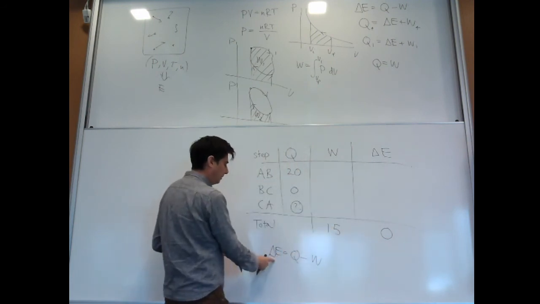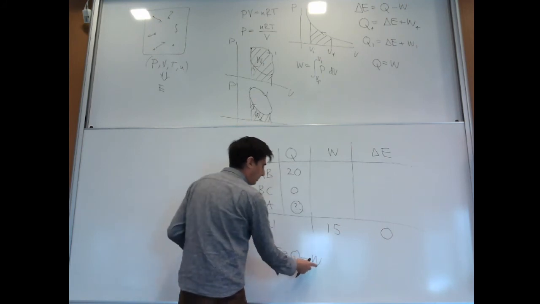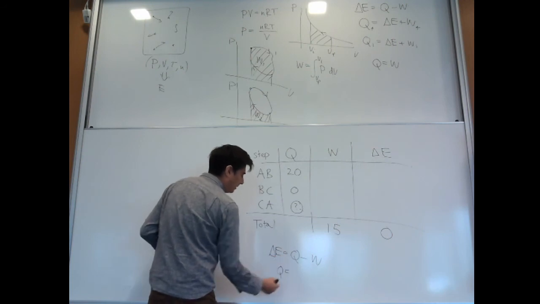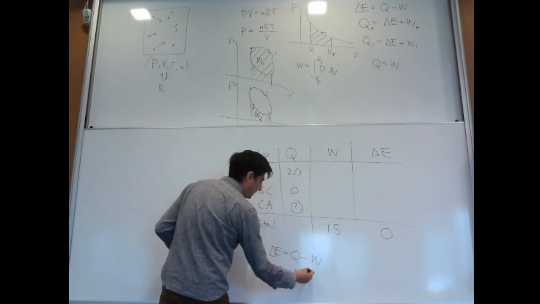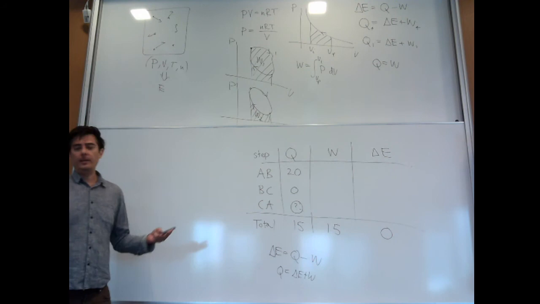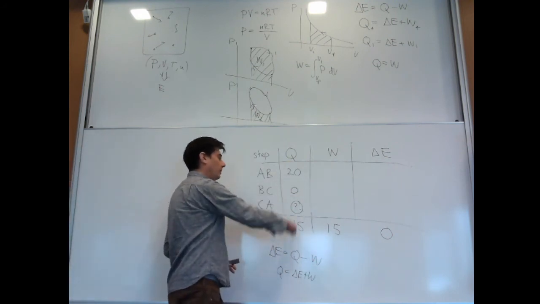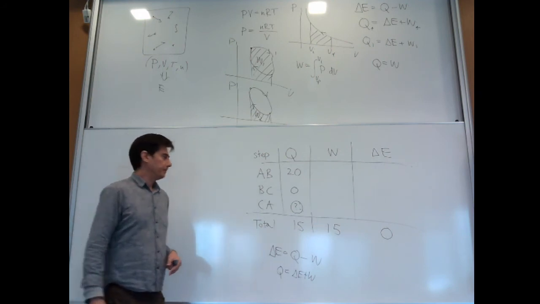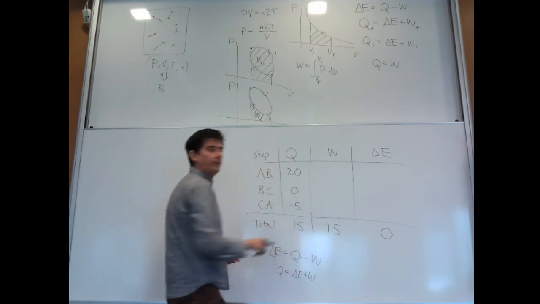So we know delta E is 0, we know work is 15, so that means that in this case Q is equal to delta E plus W, so this is 15, okay? All right, and now we've worked out that that's 15, we know that this total has to be equal to 15, right? So obviously it's minus 5.